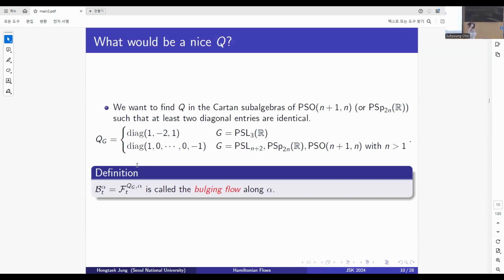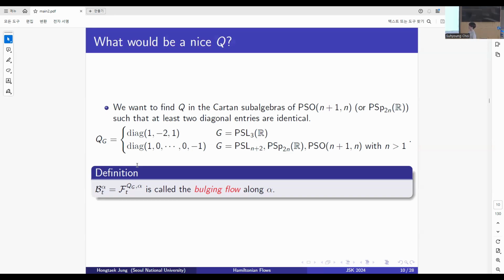So for example, when G equals PSL(3,R), this is essentially the unique choice. The sum of diagonal entries should be 0, and we have at least 2 repeating entries, so this is basically the unique choice. For other cases, we have a bunch of choices, but why don't we take the simplest one? This is the simplest choice.